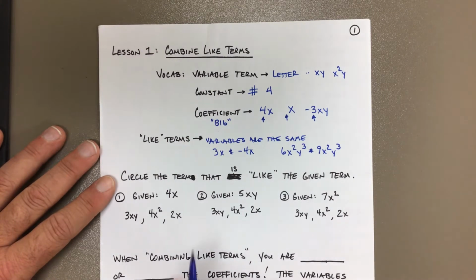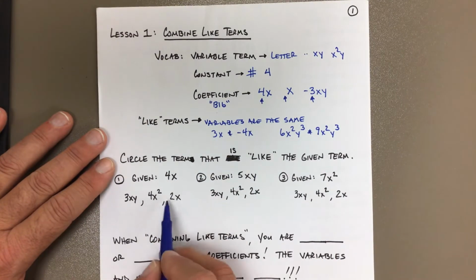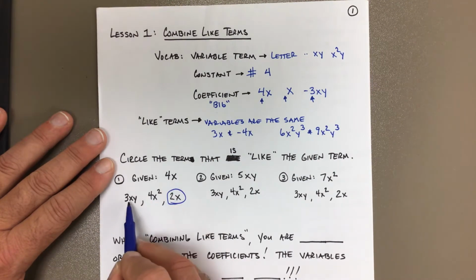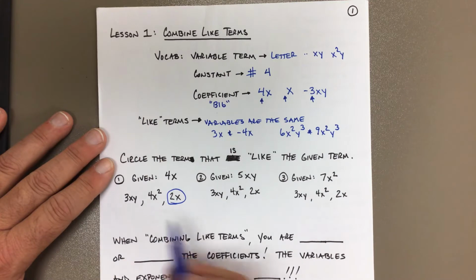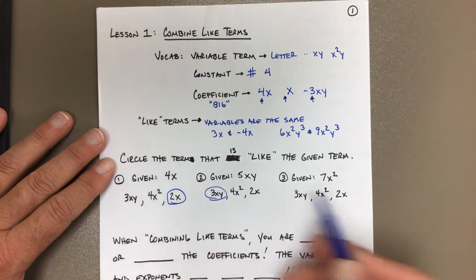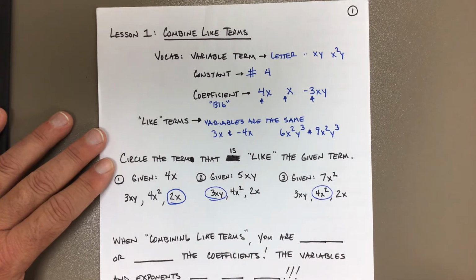Now, the whole thing is to make sure that when we are to circle the like terms, the 4x, that is simply just this one. These two, even though this one has a 4 and this one has an x, they're not x, just x's. This is x squared and this is xy, so those aren't there. So 5xy, I'm looking for the other xy. 7x squared, I'm looking for the other x squared. I'm not worried about the coefficient. I'm just making sure that the variable part is going to be the same.